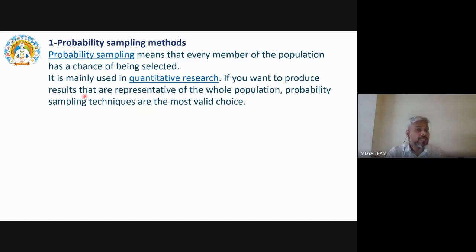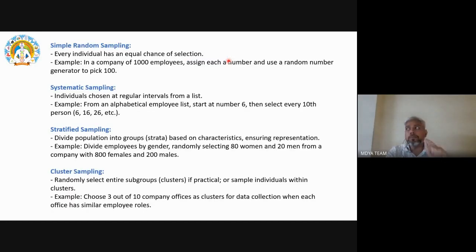If you want to produce results that are representative of the whole population, means the sample you have taken from the population, and you are using quantitative research methods, the probability sampling techniques are the most valid choice, right? And every member of a population has a chance of being selected. So probability sampling is of four types: simple random sampling, systematic sampling, stratified sampling, and cluster sampling.